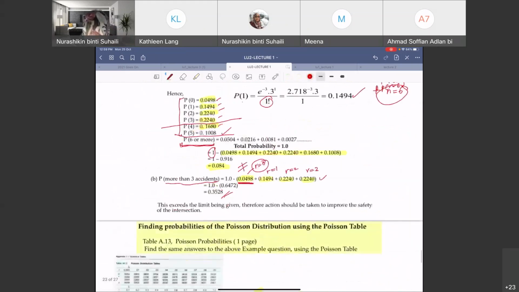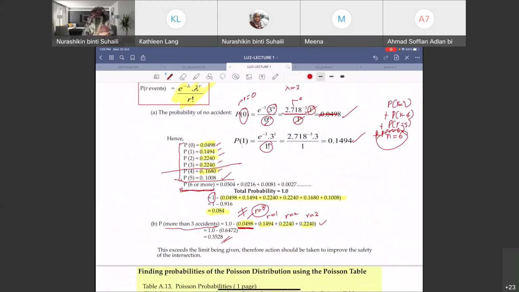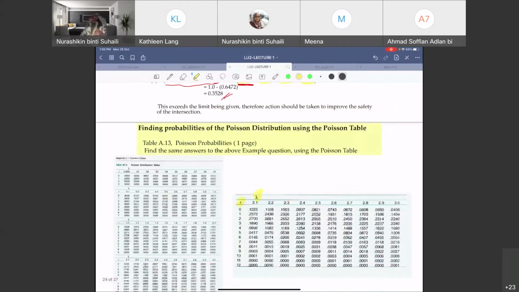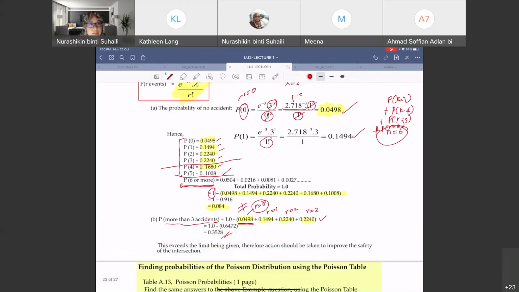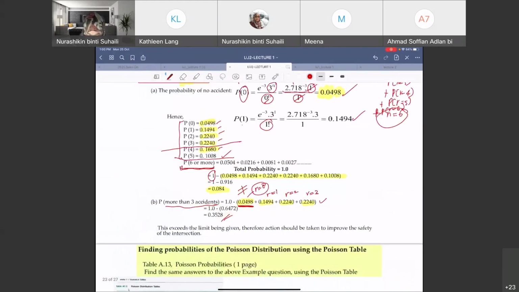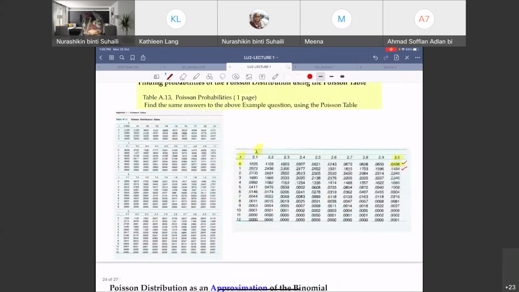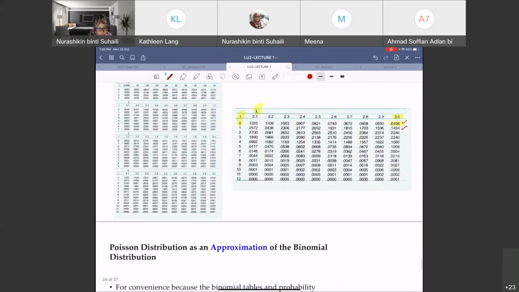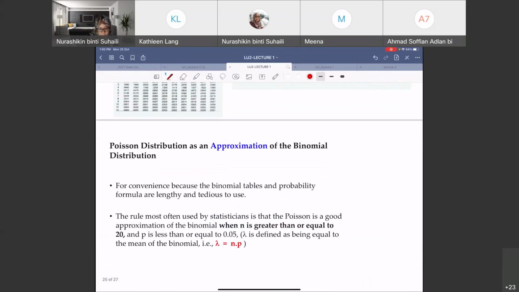Sorry, if we look in the table, it should be this one. It should be similar. So let's say from the table, r equal to 0, lambda equal to 3. So this is the value, 0.0498, which is similar to the one that we calculated manually. And r equal to 1, this is the value, 0.494, and so on. So it's much easier actually to refer to the table. So that is Poisson distribution and the Poisson table.